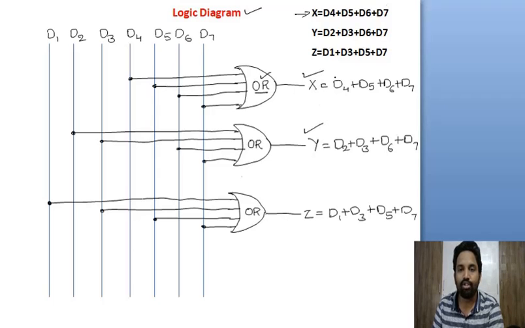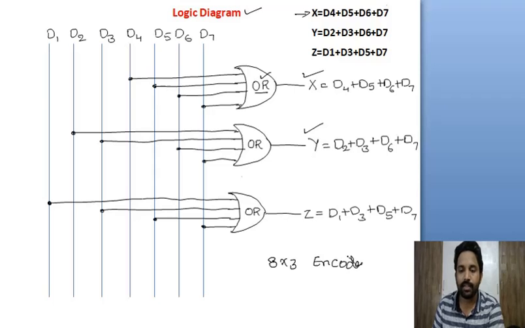And similarly the Y output, which is nothing but D2, D3, D6 and D7, considered here. And similarly the Z output, D1, D3, D5, D7. So D1 is considered here, and D3, D5 and D7. So this is the logic diagram of this octal to binary encoder.